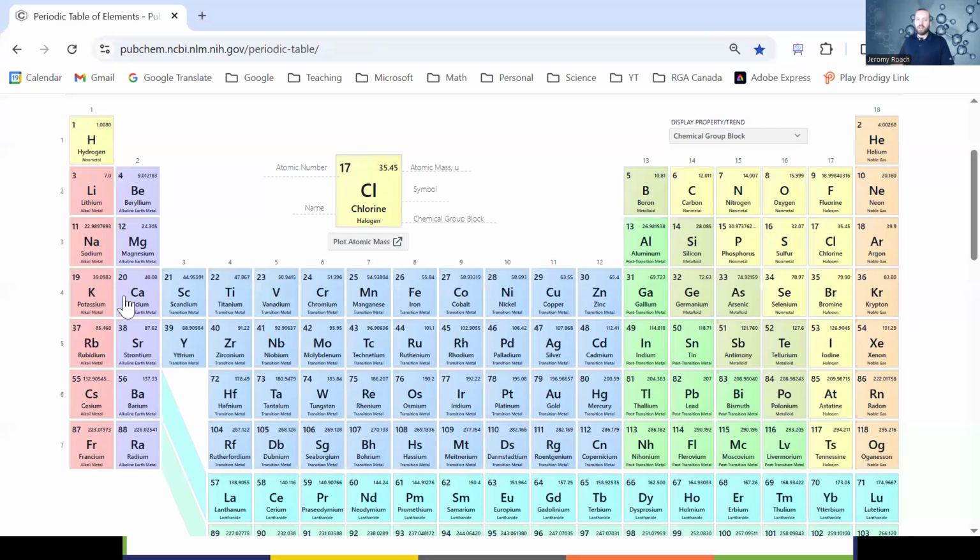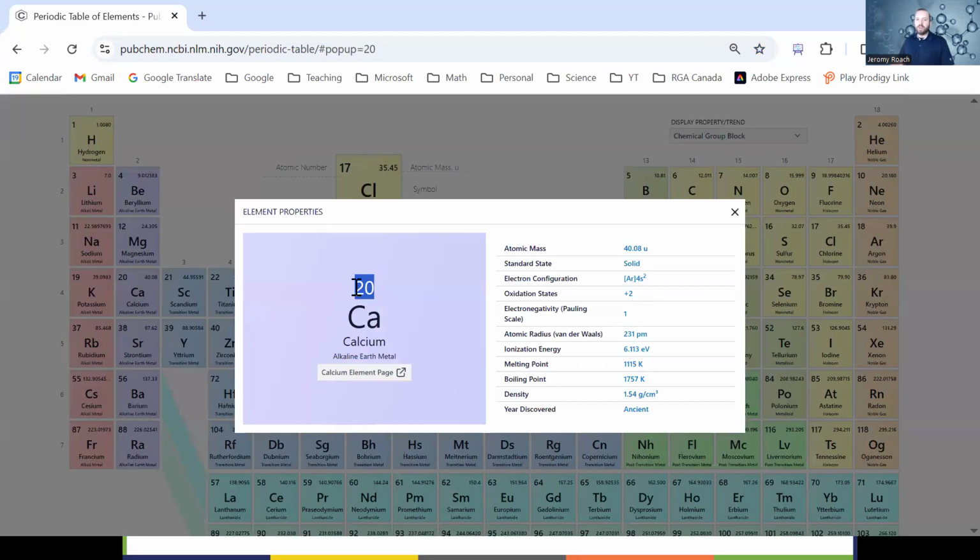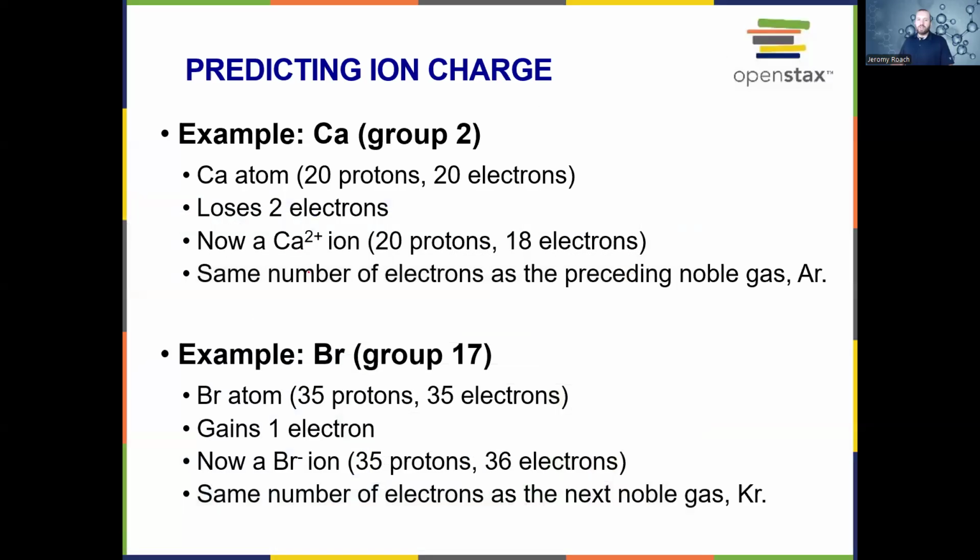So if we go back to calcium, calcium has 20 protons and 20 electrons. If calcium loses 2 electrons, now it has 18 electrons, the same amount as argon, because it's lost those 2 electrons but it still has the 20 protons. Now there are 20 protons and 18 electrons, giving it a Ca2+ ion. So it'll become a calcium 2+ ion with a +2 charge.